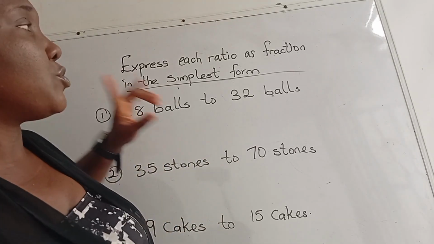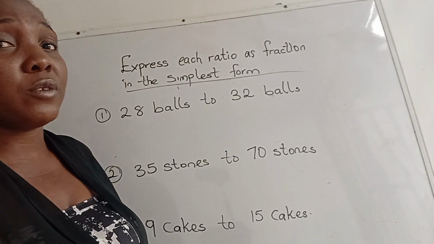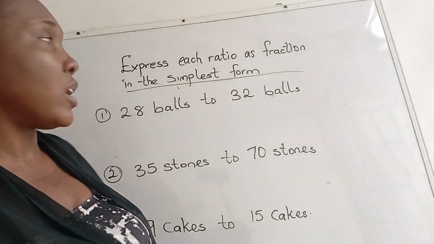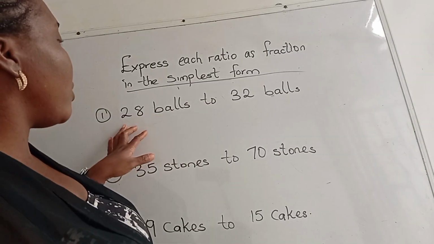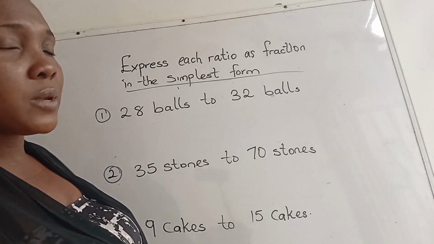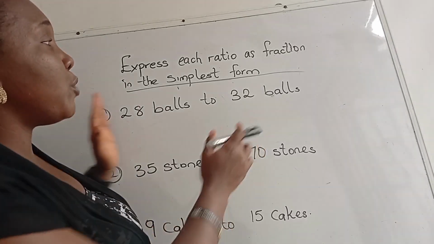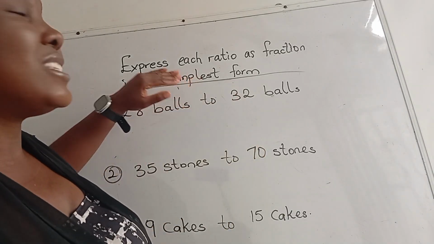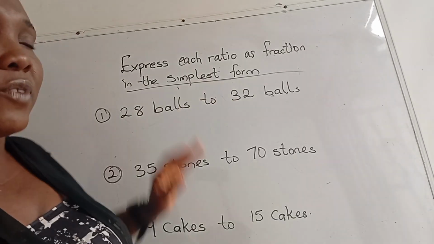Now let's express this ratio as a fraction in the lowest term. Please look up the video on how to solve for simplified fractions. Now we have 28 balls to 32 balls. Here, it is expected that we simplify them in fraction. So we need to express this in fraction.